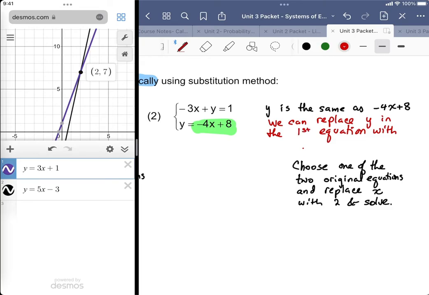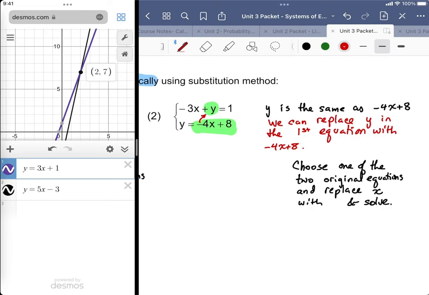With a negative 4x plus 8. All right. So what we do generally is we look for the equality. We look for what one variable is equal to in terms of the other variable. So in short, we're looking for x equals something or y equals something.